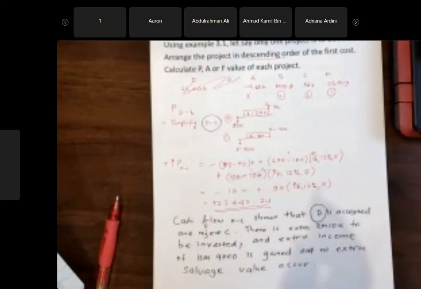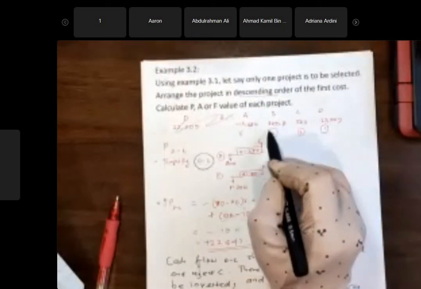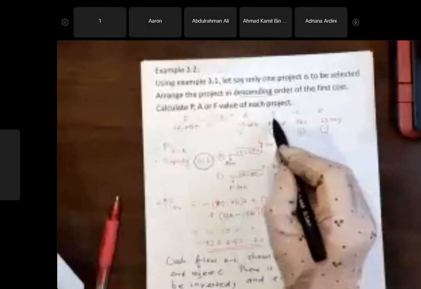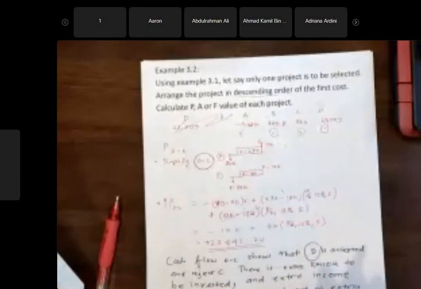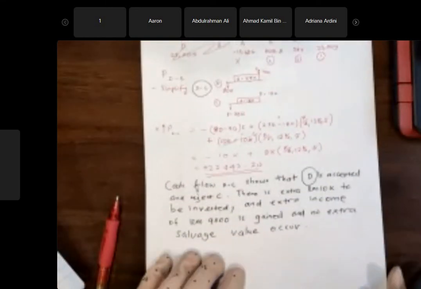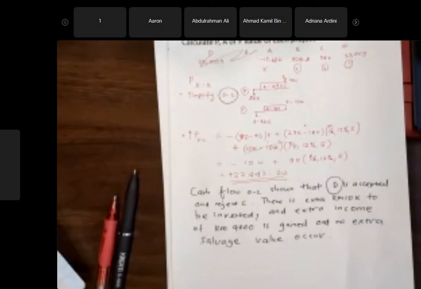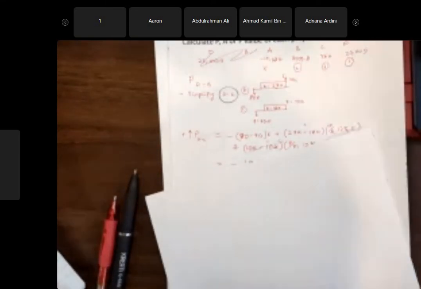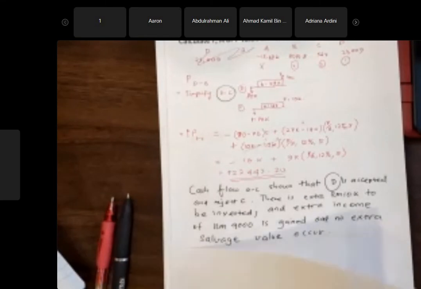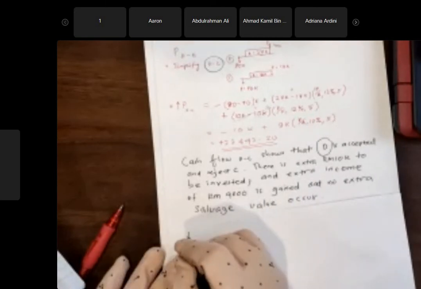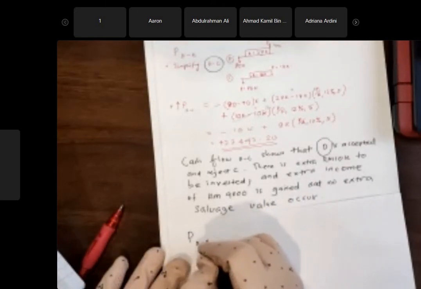Now D and who else? With B. Just now D and C, so D is the winner. But now try D and B. So who is the winner? You know the answer, but just proceed with the steps. The last one. You can try yourself first. PW of D minus B.